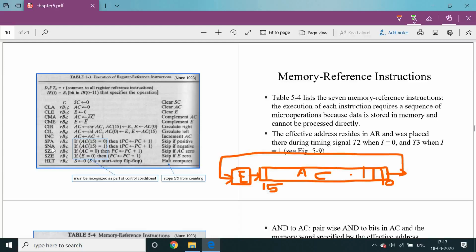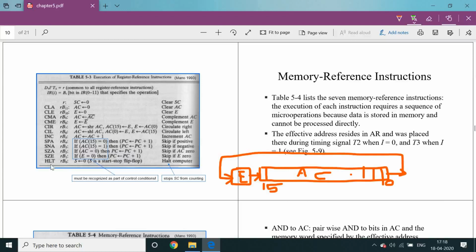Next, skip if accumulator is negative. Check only the 15th bit, because this is the MSB and this is the LSB. If the MSB is equal to 1, that indicates a negative accumulator, so the instruction is skipped: the program counter is incremented by 1 and points to the address of the next instruction. The current instruction is skipped and the next one comes into the picture. Next, skip if E bit is 0: you check only the single E bit, and if it is 0, the current instruction is skipped and the next instruction is executed. So PC is incremented by 1.